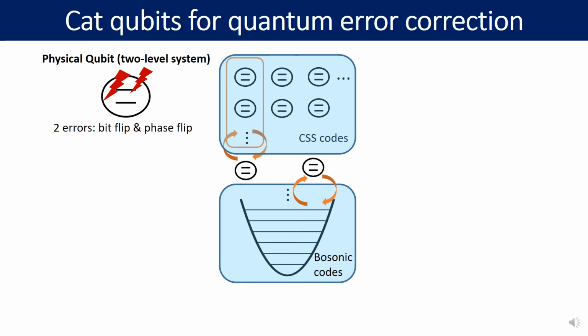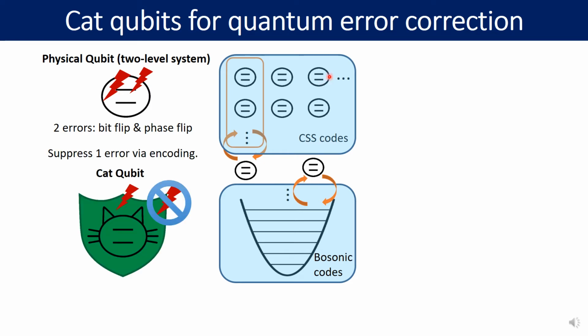It is based on a simple physical implementation, such as the physical qubits in the CSS codes, but it is a bosonic code. And this system called the Cat-qubit has the possibility of suppressing one error via the encoding. Let's say it suppresses phase flips, and let's think about the extreme case where it fully suppresses them. Well, then quantum error correction is reduced to the case of classical error correction that only deals with bit flips, which is of course much simpler.